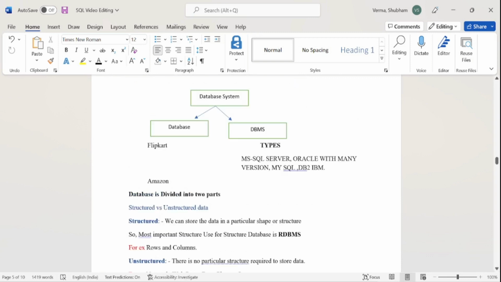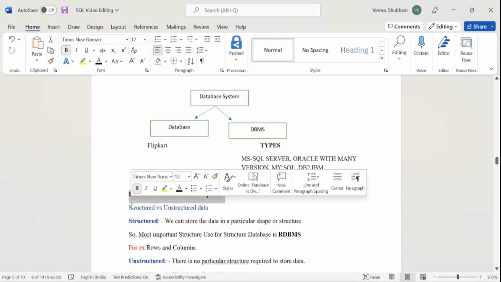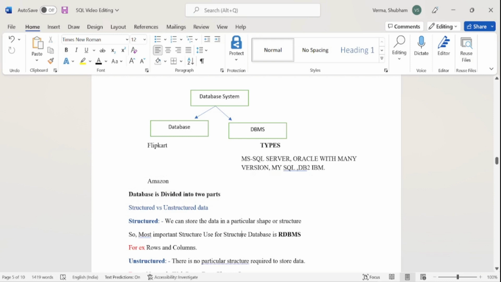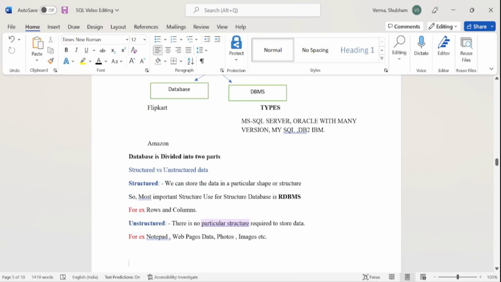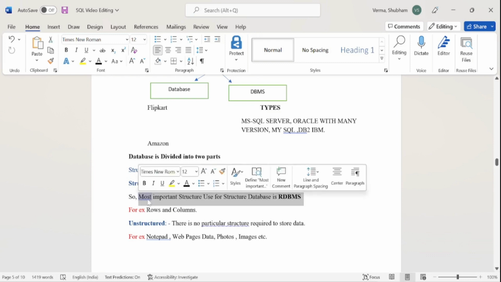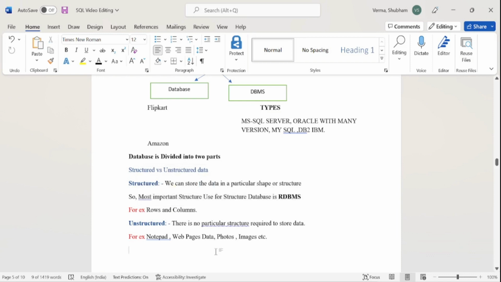So guys, if I further bifurcate it, here you can see the database is divided into two parts, which is structured and unstructured. Structured data means we can store the data in a particular shape or structure. Here you can see the example. The data can be stored in the form of rows and columns. And the more important structure used for structured database is RDBMS, where data gets stored in the form of rows and columns. And unstructured data means there is no particular structure or shape to store the data.